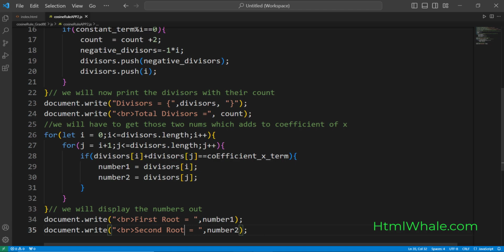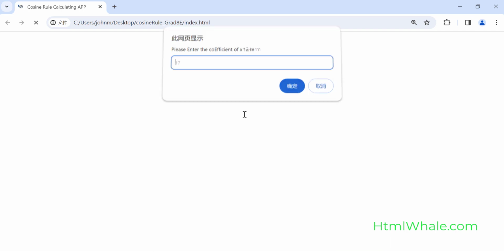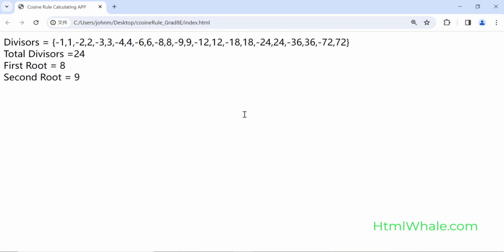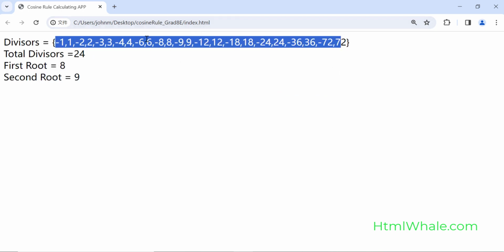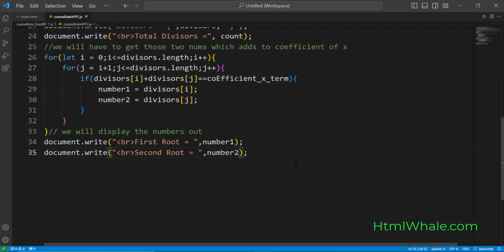Let me go and refresh it. So constant term is 72, quotient of x is 17, quotient of x squared is 12. So clearly you see that these are all of the divisors, the total number of divisors, the first root and the second root. It's beautiful.